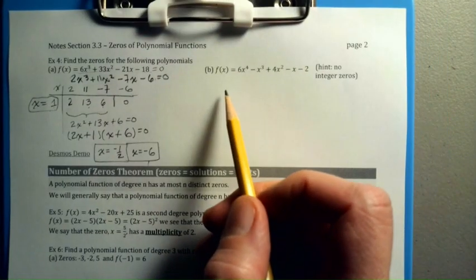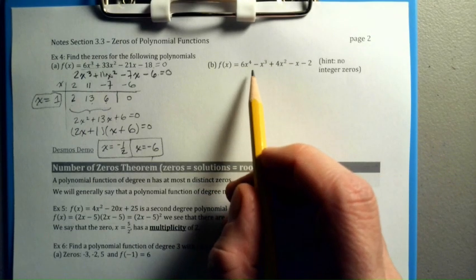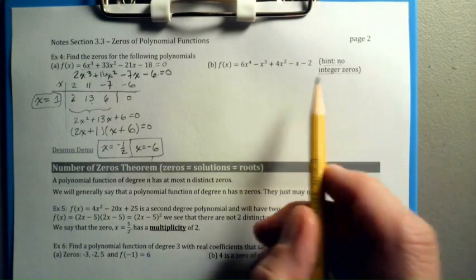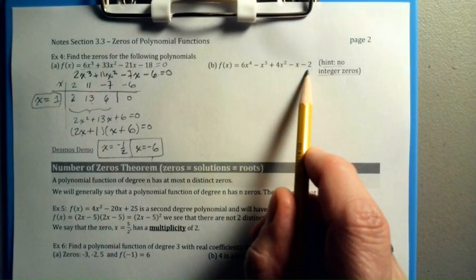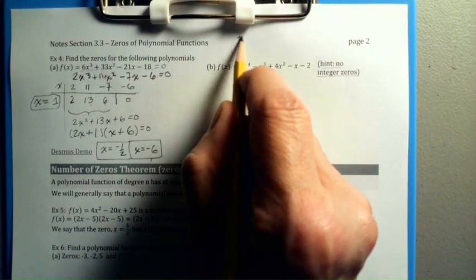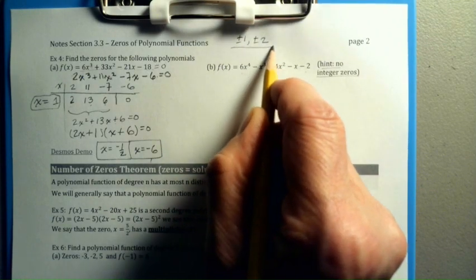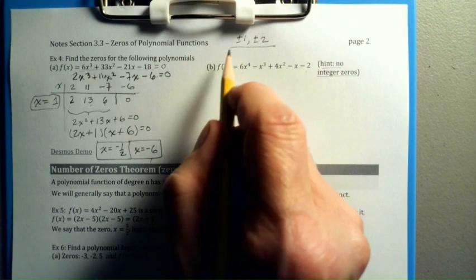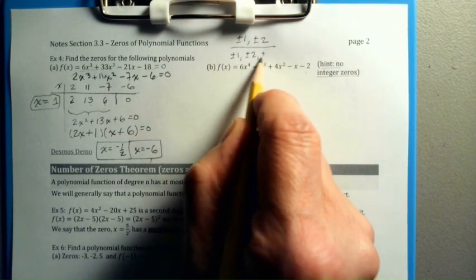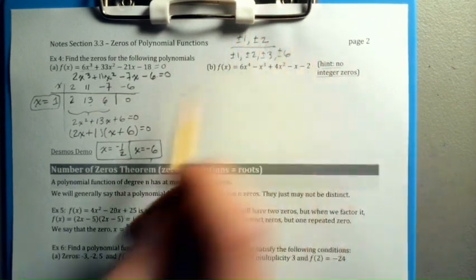All right, so let's go on to part B of example 4. This one, they're sort of nice. They tell us that there are no integer zeros. So it's all the factors of 2 divided by all the factors of 6. So that would be plus or minus 1, plus or minus 2, taken one at a time, divided by all the factors of 6. So that's plus or minus 1, plus or minus 2, plus or minus 3, and plus or minus 6. So you can see there's a lot of possibilities here.